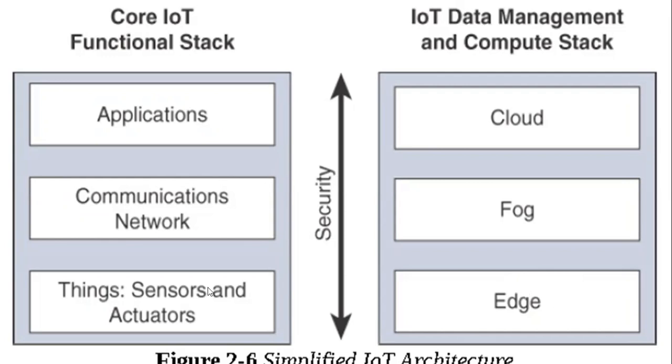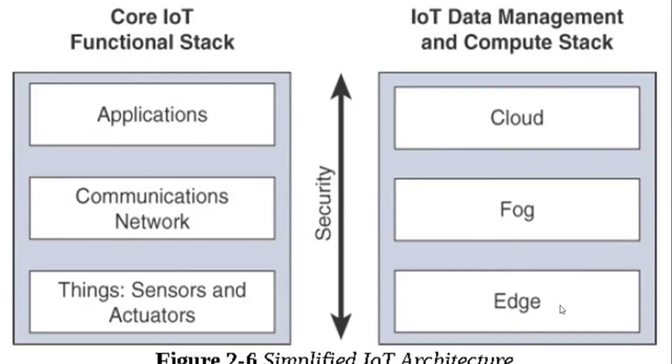Okay, the edge level will be available with things, meaning the sensors and the actuators. The network, or communication network, whatever we are having, we are considering it as the fog level. And the application where the data analytics needs to be done, we are considering it as the cloud.